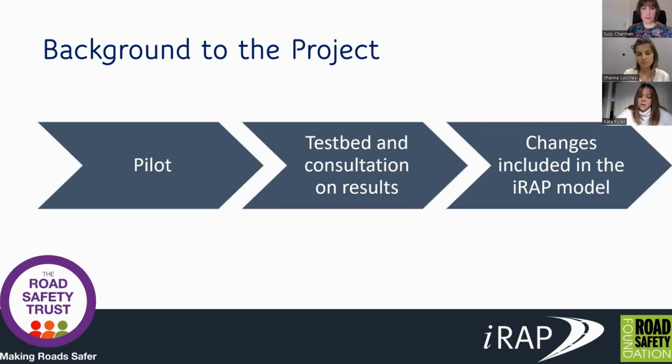The data sets were run on the testbed to identify the locations where the new countermeasures would be triggered. Maps showing the locations where the new countermeasures triggered were shared with local authorities and feedback was sought. Amendments to some of the countermeasures were made and the changes included in the iRAP model.